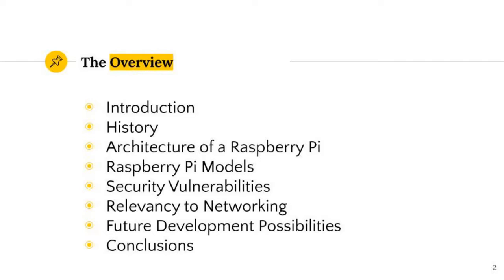So here's the overview of the presentation today. I'll be starting off with the introduction and the history, which will be followed by the architecture of the Raspberry Pi by Ethan, then the different models of the Raspberry Pi by Maria, and then Jess will be discussing the security vulnerabilities, and then Ethan will go over some of the relevancy to networking. Seth's going to present to you the future development possibilities for the Raspberry Pi, and I'll be giving you the conclusion.